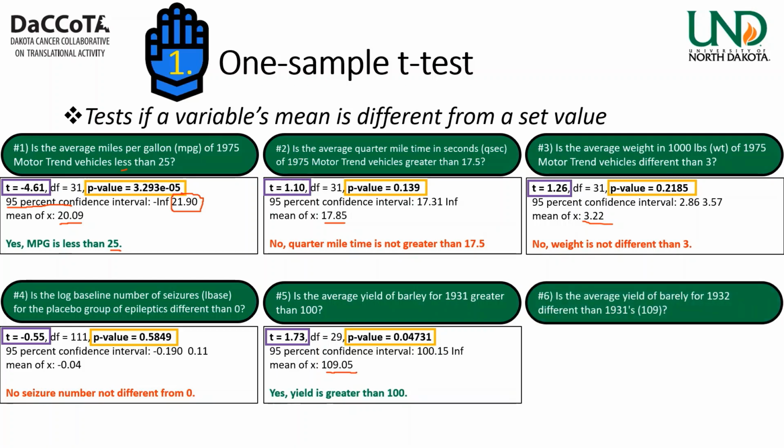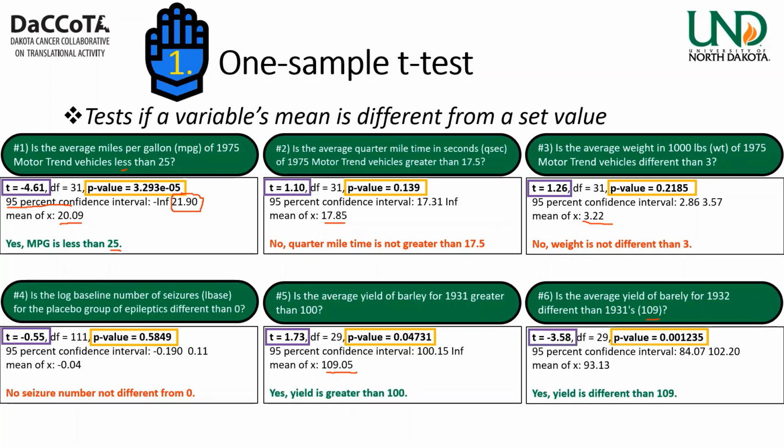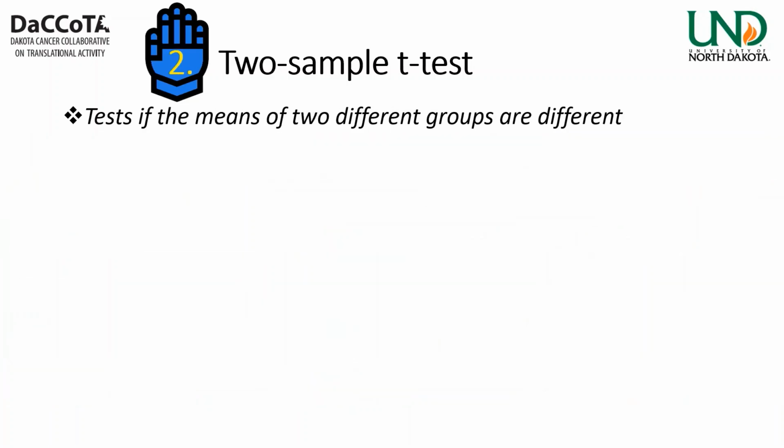We could ask yield of barley for 1932. Is that different from, say, 1931's, which we know is 109? And again, that's significant. Yes, the yield is different than 109 because it's actually quite a bit less. That concludes our one sample t-test. Let's mosey on to a little more complicated version with the two sample t-test.